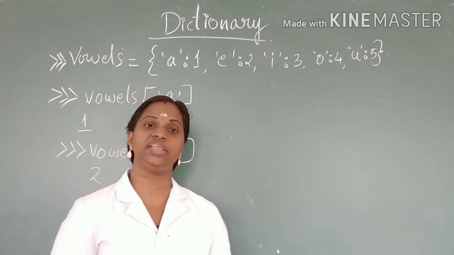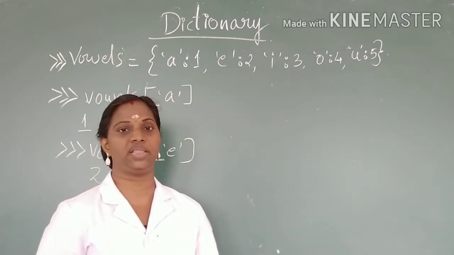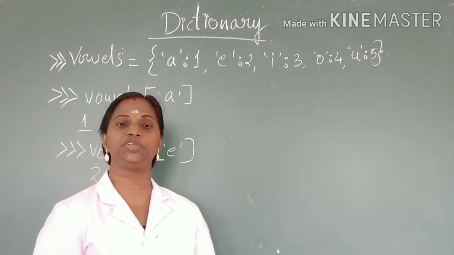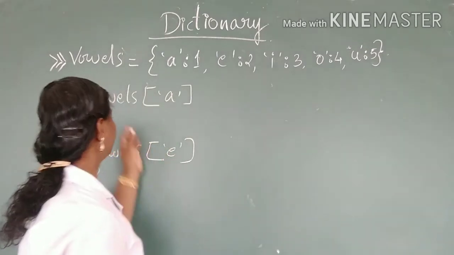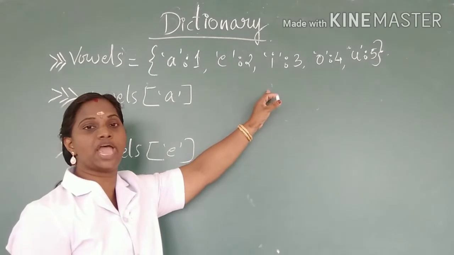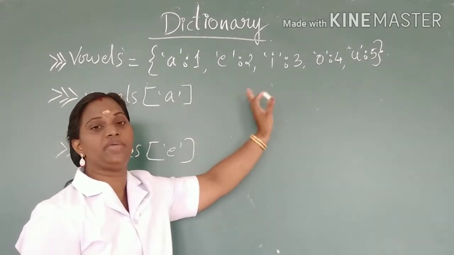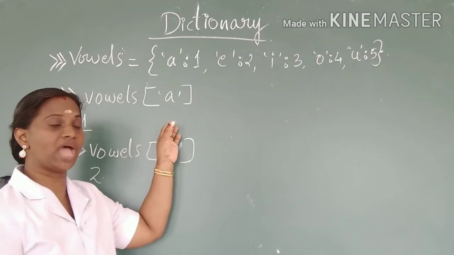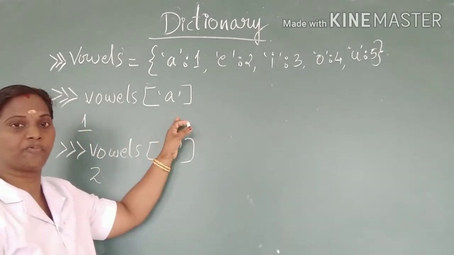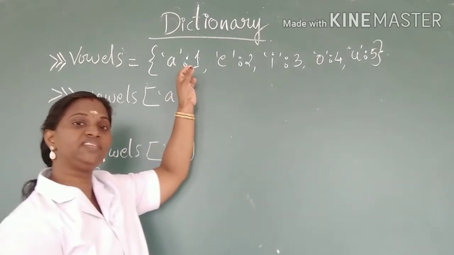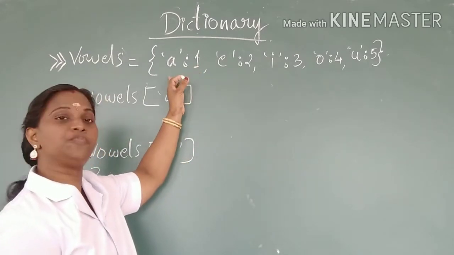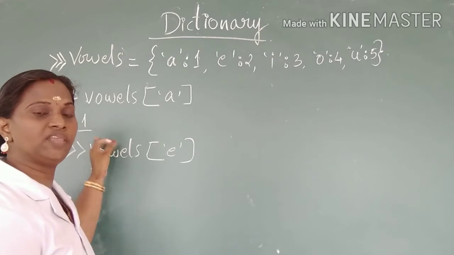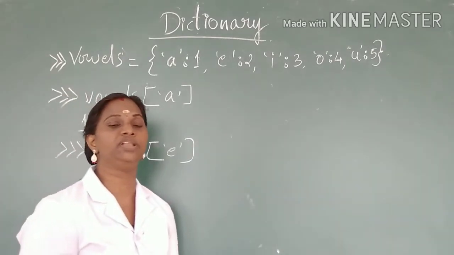Then in a dictionary, no two keys are identical. You cannot assign two keys with the same name. See here, these are the key-value pairs. For each key, we have one value. When you try to print the values, we can use vowels of A. Here the key A is pointing to which value? That value will print here. So it prints the value 1. Okay, vowels of A.